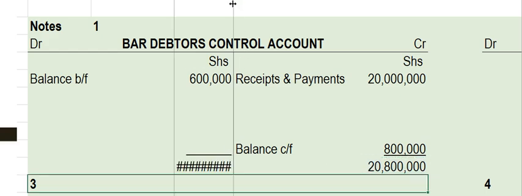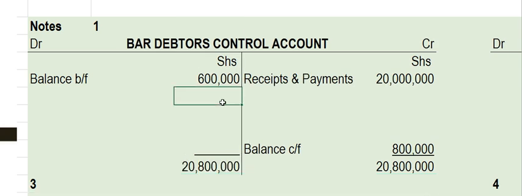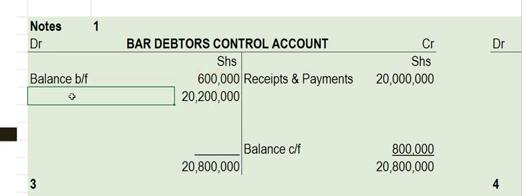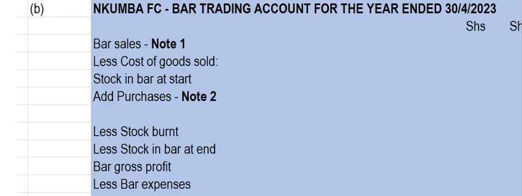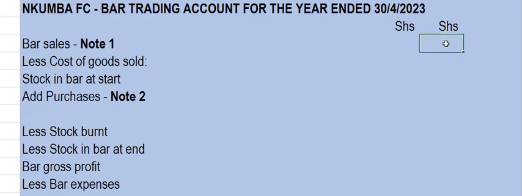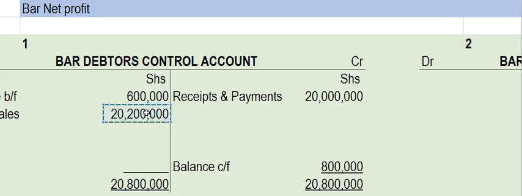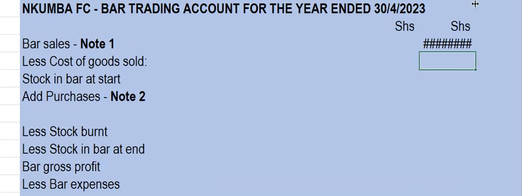So you take to the bar trading account, and how much is that balancing figure? That balancing figure is 20,200,000. So this represents your credit sales. We don't have cash sales, therefore in the bar trading account I'll take 20,200,000 as the bar sales. So these are the bar sales, 20,200,000.